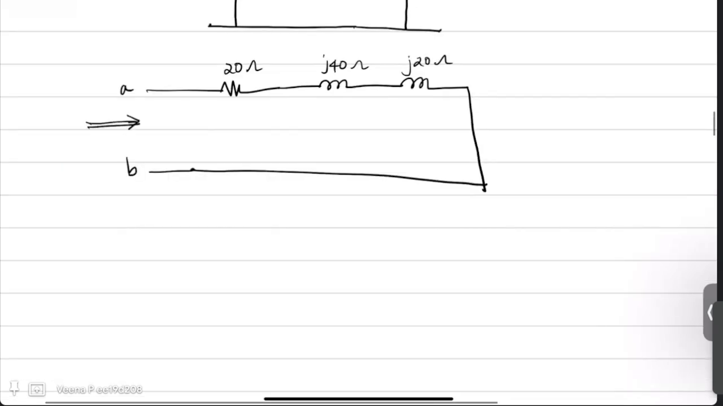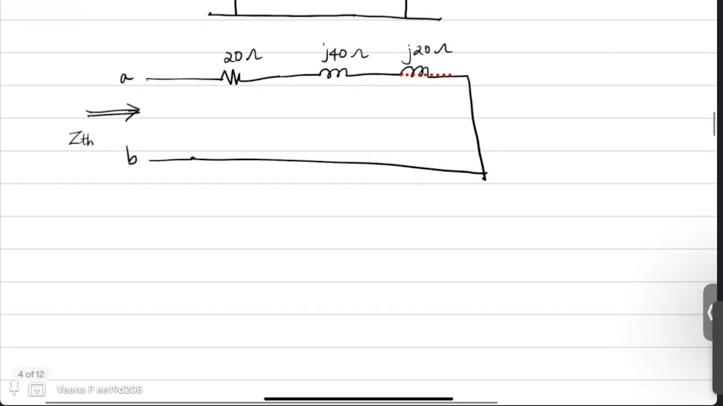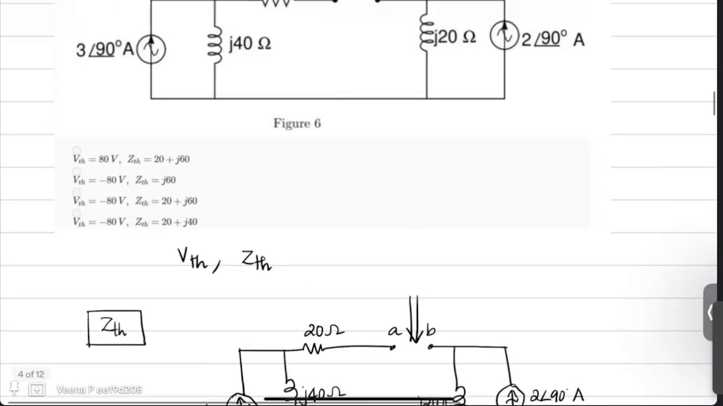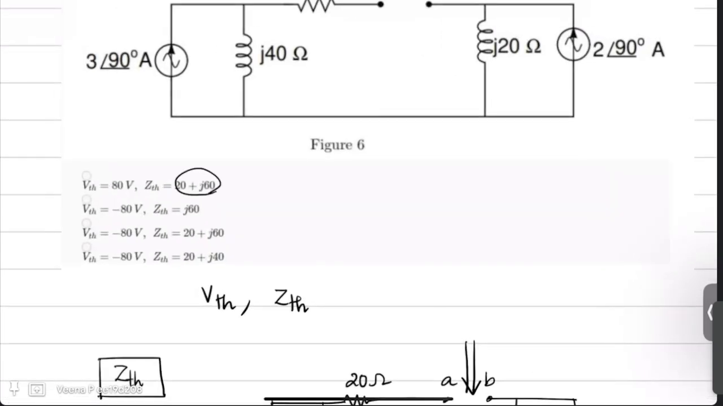So the Thevenin equivalent impedance is nothing but that which you see across AB. So Z Thevenin is equal to 20 plus J40 plus J20, which is nothing but 20 plus J60 ohms. So you got the answer for Z Thevenin. So Z Thevenin is 20 plus J60. So it could be either option A or option C.